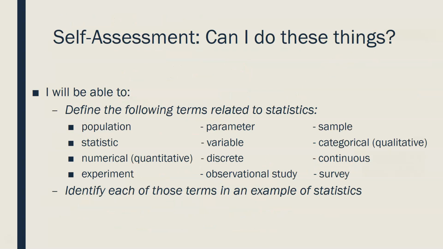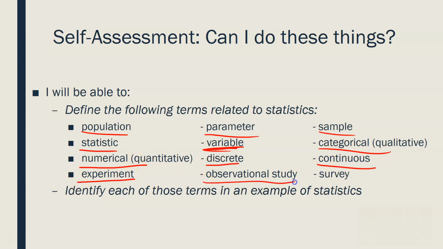So that's kind of the basis for what we're going to be talking about in this unit. We talked about populations and samples, parameters and statistics. We talked about different kinds of variables, categorical and numerical variables. We talked about discrete and continuous numerical variables. And we talked about experiments, observational studies, and surveys. So hopefully that was helpful. All of that terminology is going to become extremely helpful in the upcoming lessons as we learn more about statistics and how we use statistics and how it can be beneficial.